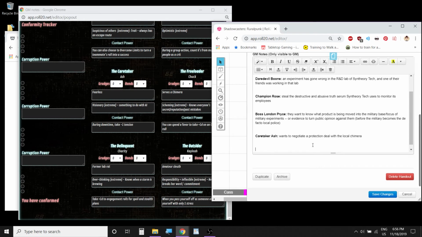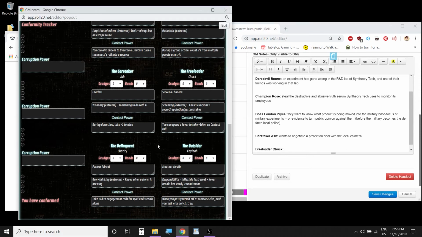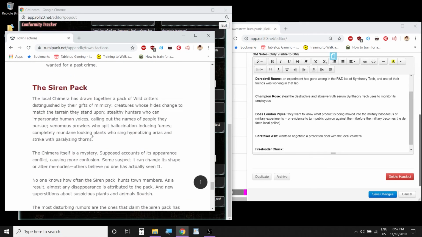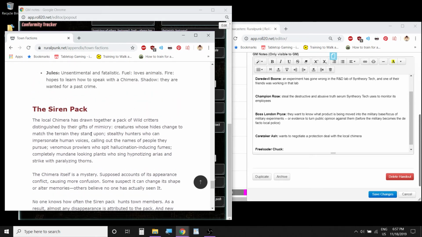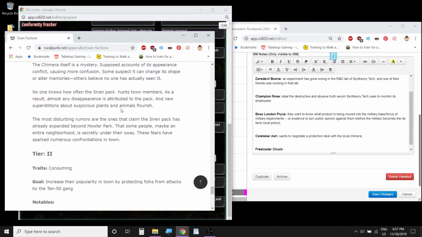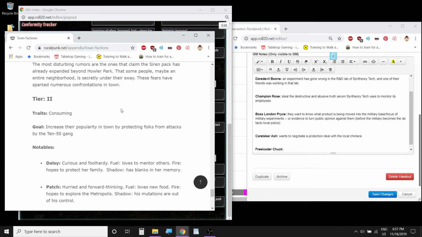Chuck, the freeloader. Their current goal. They're very scheming and they serve a chimera. Let me look at what the chimera faction wants right now. So the Siren Pack is the chimera faction. They're a group of wild, mutated critters that are distinguished by their gifts of mimicry. So they can camouflage themselves, be stealthy, mimic human voices. They have all these different mutations, but they're all around sort of disguise. And they want to become more popular by protecting people from the 1050 gang.